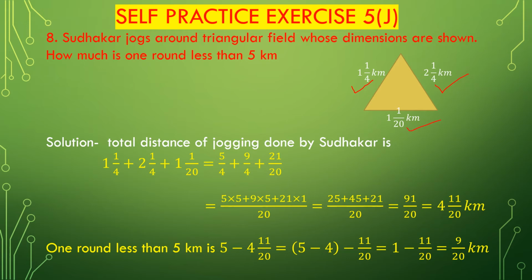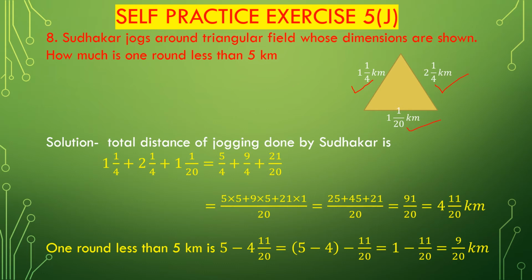Sudhakar jogs around the triangular field. Sudhakar starting from this one and three sides he covers, whose distance are given as 1 divided by 4 km, 2 1 divided by 4 km, and 1 divided by 20 kilometers. Sudhakar jogs three sides of the triangular field. And we have to find out how much is one round less than 5 km.